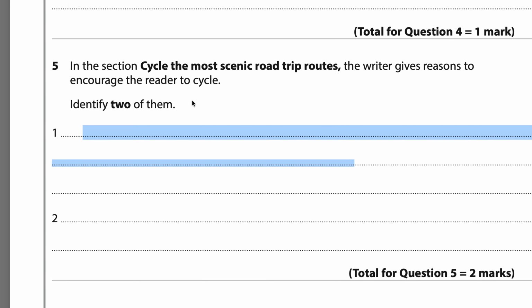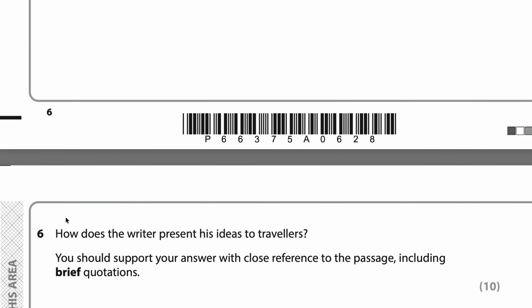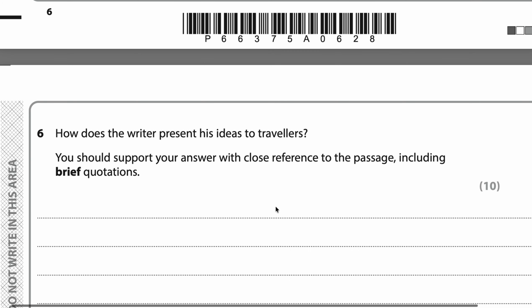The simple retrieval questions have a total of 5 marks. Questions 1 and 2 are 1 each, and 4 and 5 are 3. 2 plus 3 is 5, unless my math is wrong. So there you go, 5 marks. And then you have question 6, which is the writer's effect question for text 2.